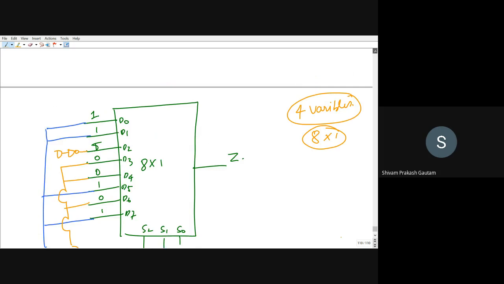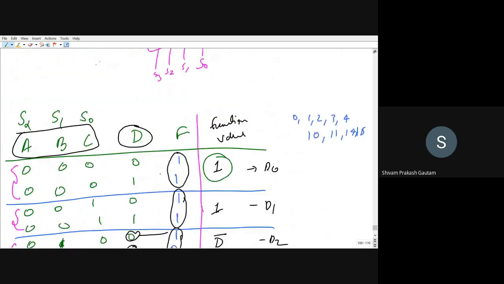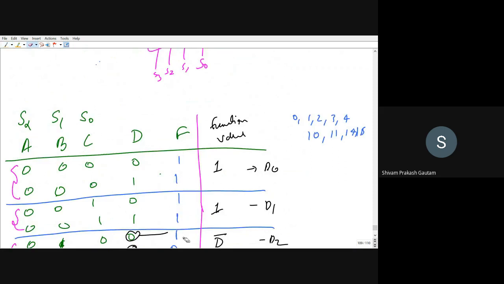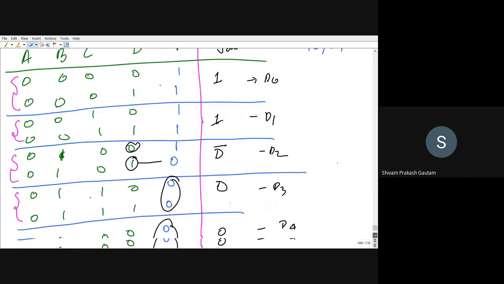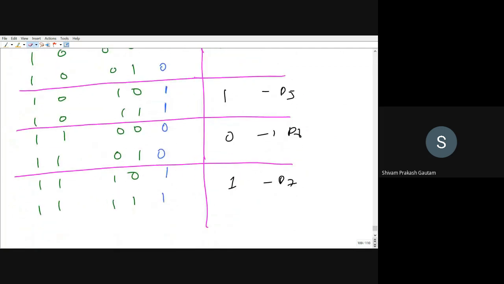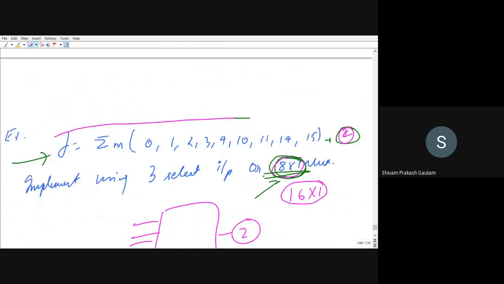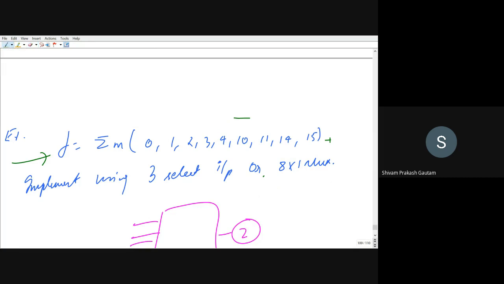Yes, sir. Okay. So again, I will explain this because there is a high possibility that this will be coming in your exam. Let me just explain it again. So this is the function which you want to implement, but it has been provided as a condition that select line 3 should be used, or an 8x1 multiplexer should be used.